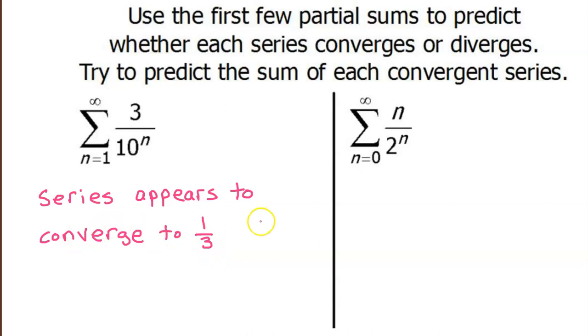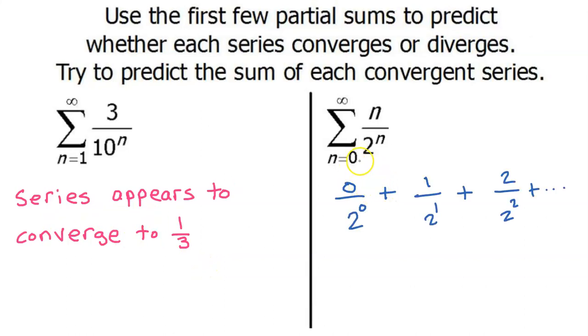We will spend the rest of this unit learning how to prove definitively whether or not a series converges or diverges. But we don't know those proofs yet, so this is the best we can do. Notice that the next example starts at 0, and it's going 0 over 2 to the 0, plus 1 over 2 to the 1, plus 2 over 2 to the 2, etc. Let's go to the calculator.